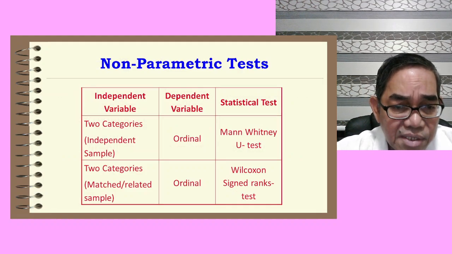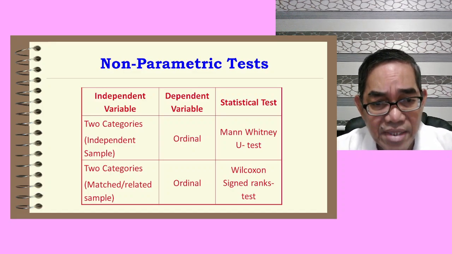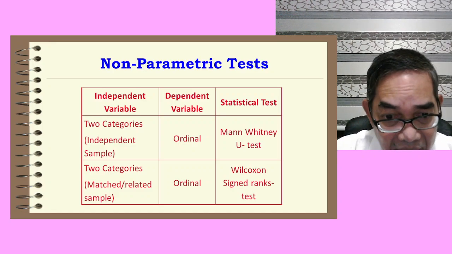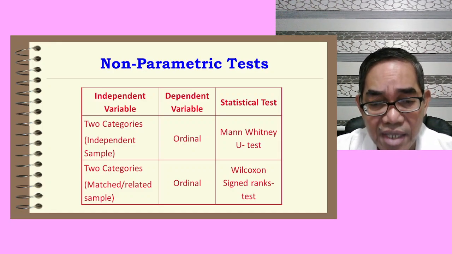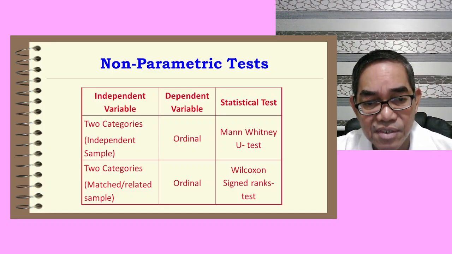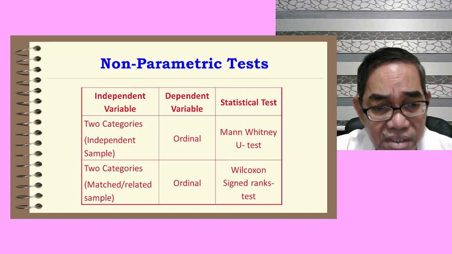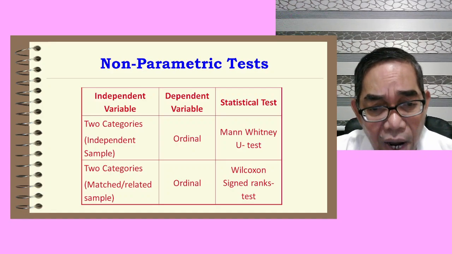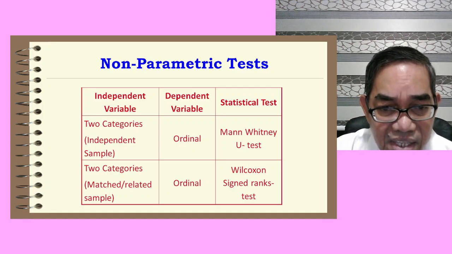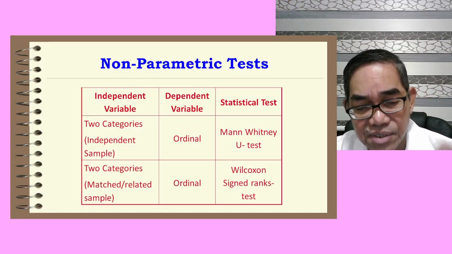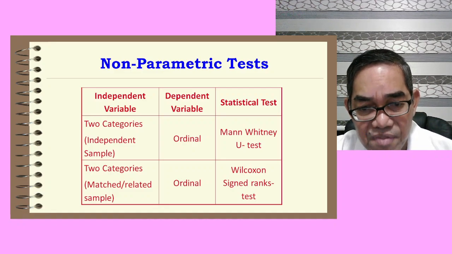Now, 2 categories, independent samples. So again, 2 categories that are independent of each other, and the dependent variable is ordinal, not nominal anymore. The Mann-Whitney U test is used. But if the 2 categories are matched or related to each other, the same participants measured twice, and the dependent variable is ordinal, then we use the Wilcoxon signed ranks test. We'll give examples for these 2.